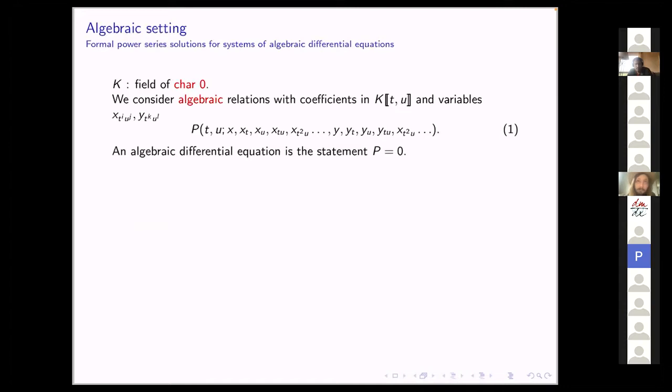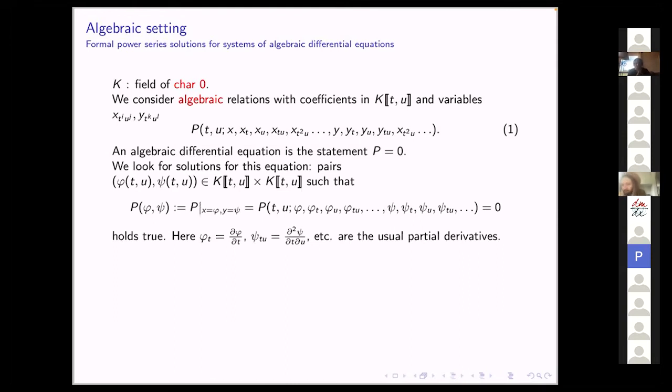So also let me fix a field K of characteristic zero for all that comes. And I will look at algebraic relations with coefficients in this ring of formal power series with coefficients in K. And somehow I will be adding an infinite number of variables which encode the partial derivations. So I consider these kinds of relations with these coefficients, and making this object equal to zero is what I call an algebraic differential equation.